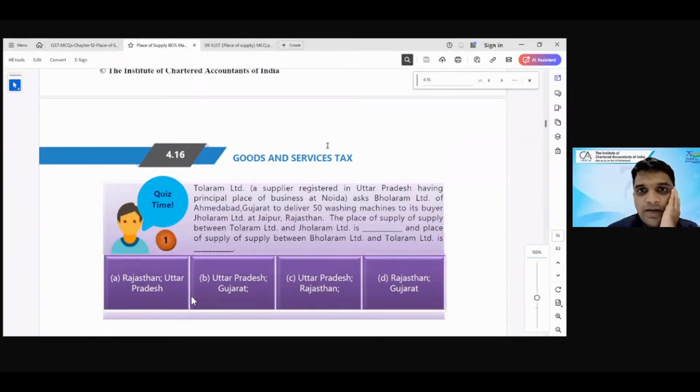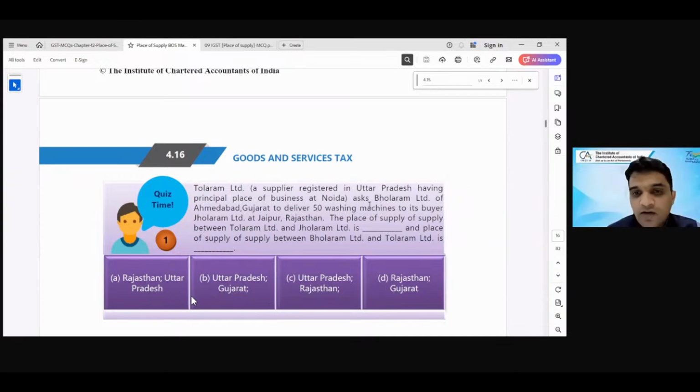Tolaram Limited, a supplier in Uttar Pradesh with its principal place of business at Noida, asks Bholaram Limited of Ahmedabad, Gujarat, to deliver 50 washing machines to its buyer Jholaram at Jaipur. The place of supply between Tolaram and Jholaram is what place? So, firstly, Tolaram and Jholaram. Tolaram asked Bholaram Limited of Ahmedabad to deliver goods to Jholaram. So, is there a supply between Bholaram and Jholaram?